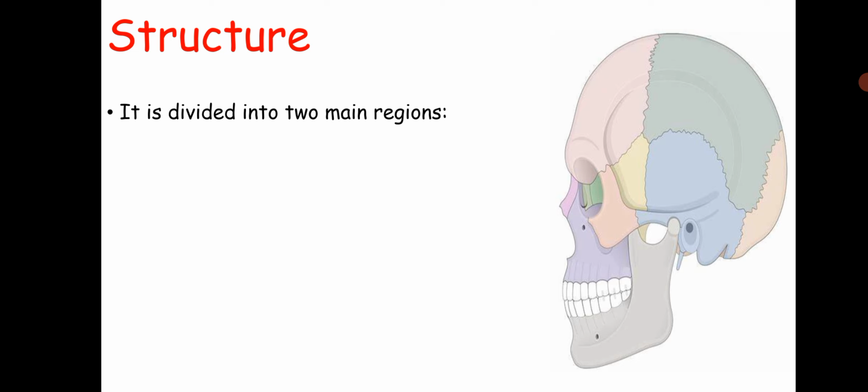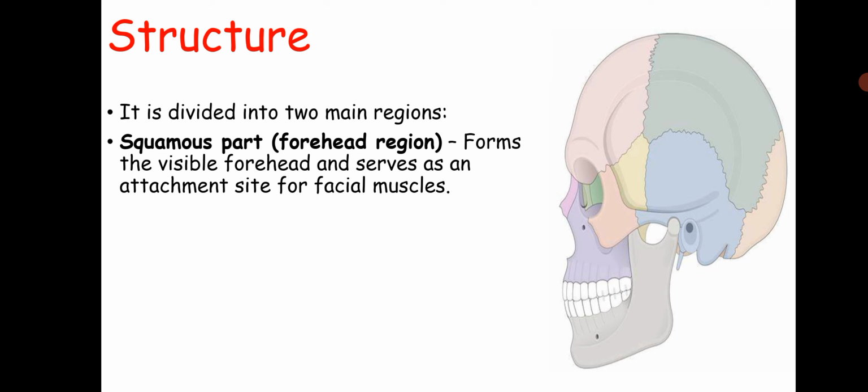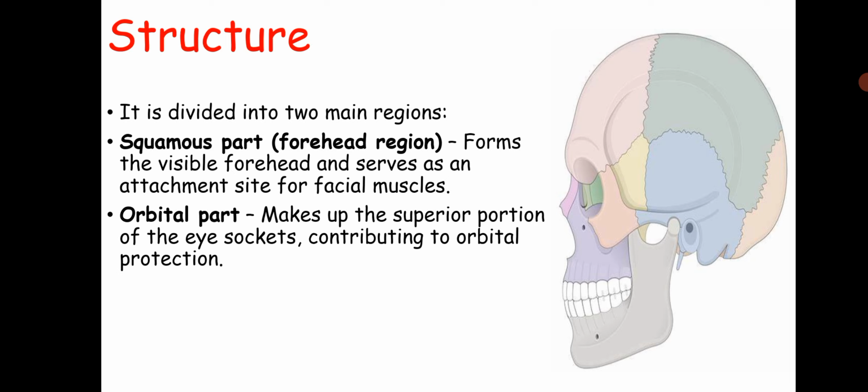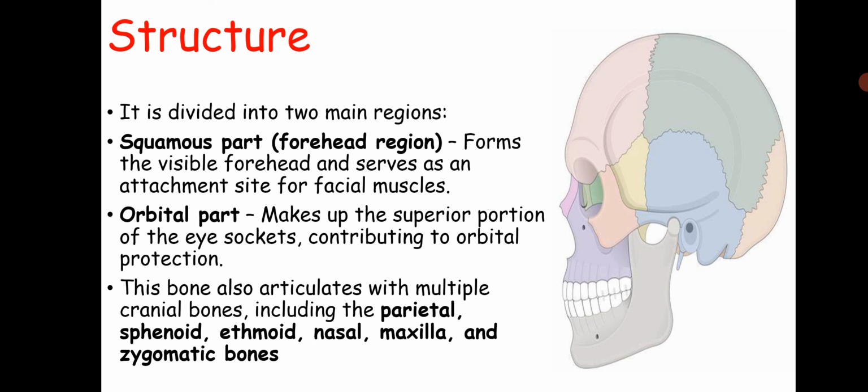It is divided into two main regions. The first region is squamous part or forehead region that forms the visible forehead and serves as an attachment site for facial muscle. The second region of frontal bone is orbital part that makes up the superior portion of the eye socket, contributing to the orbital protection.